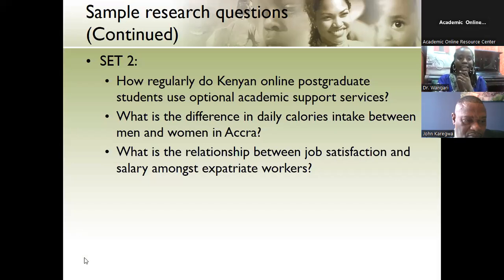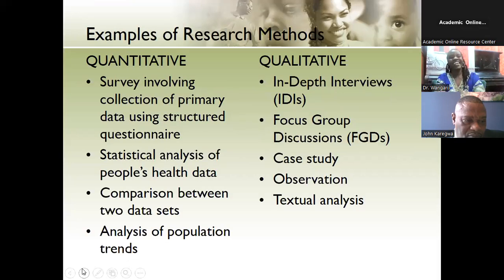So I think all of you are right. This is the beauty with adult learning. Nobody is wrong. So here are some examples of research methods. Now we are really in the meat of this presentation today. Quantitative research methods involve survey. I had already mentioned that. And what is that survey? It's the collection of primary data using a structured questionnaire. I'm sure you've all seen a survey, at least because you've all been in academic situations.